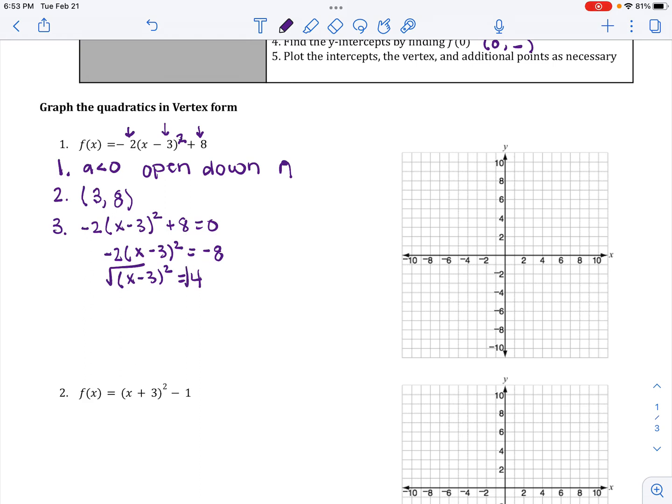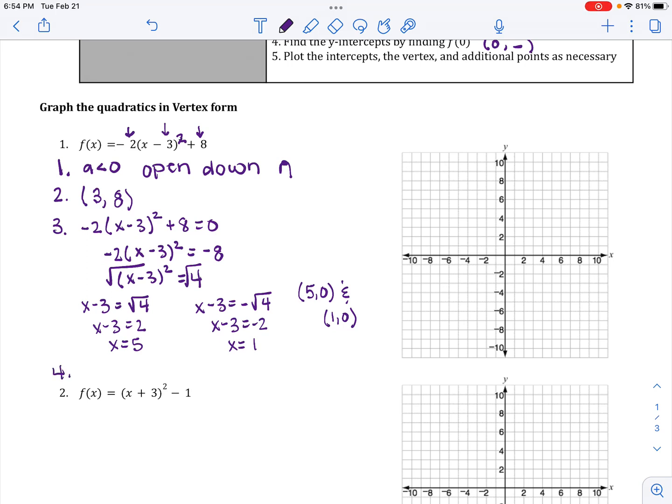Now our square root property tells me x minus 3 equals the positive square root of 4, and x minus 3 equals the negative square root of 4. So x minus 3 equals 2, and x minus 3 equals negative 2. When I solve, x equals 5 and x equals positive 1. The 2 key points I get from there, remember, are my x-intercepts: (5, 0) and (1, 0).